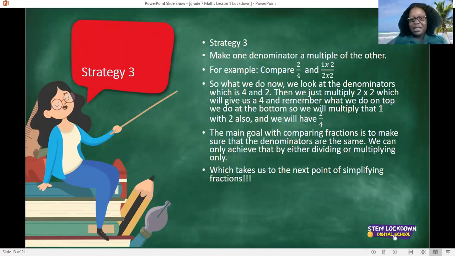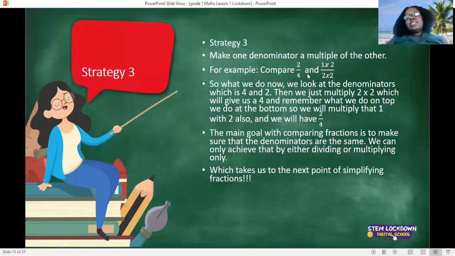Okay, I'm going to repeat that. If you are comparing fractions and you can see that one denominator is a multiple of the other, you only have to change one of the fractions. For example, I gave you 2/4 and I gave you 1/2.